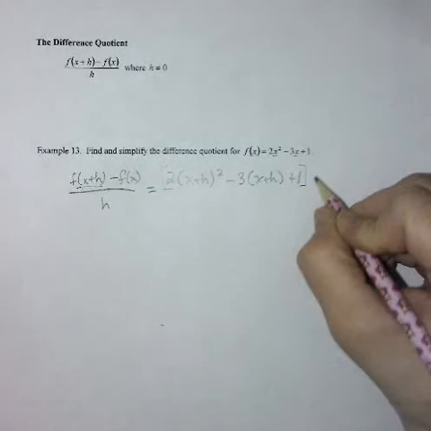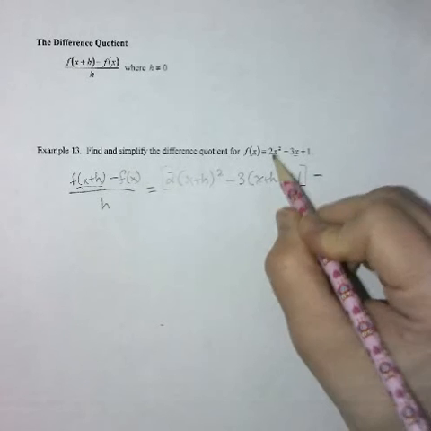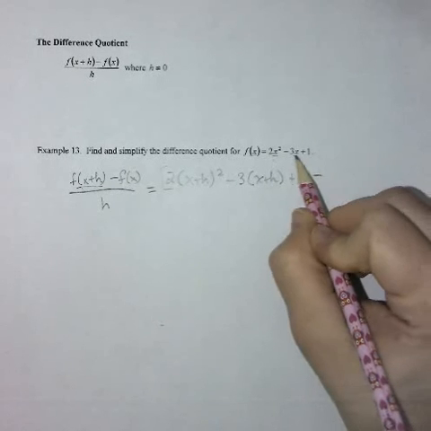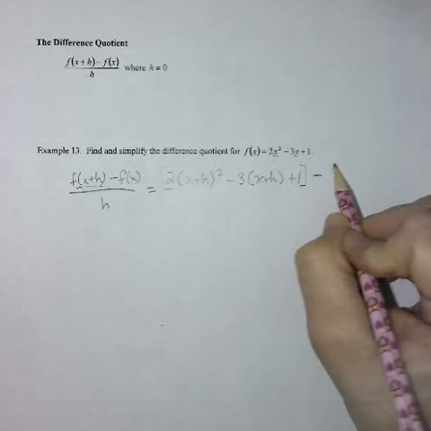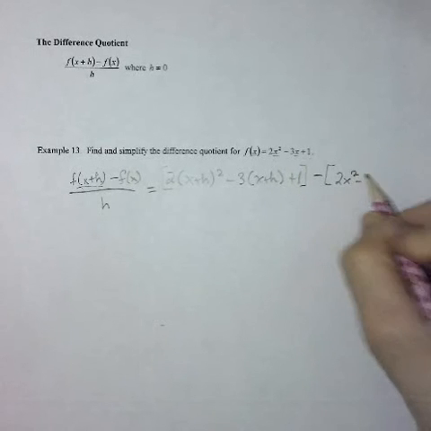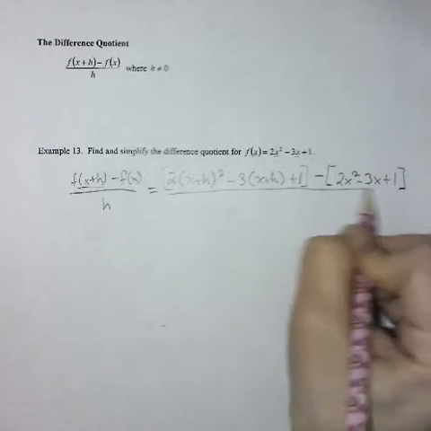Now we're going to subtract f at x. This part is actually easier because f at x is given. We don't need to do anything but write down 2x squared minus 3x plus 1. The one thing you do need to remember though is you will have to distribute the sign through that, so put parentheses around it. And then this is all over h.